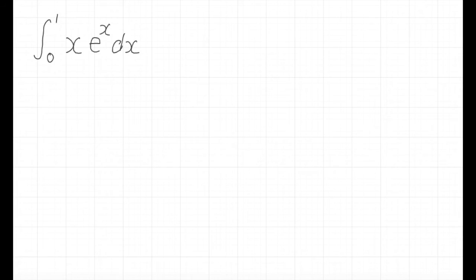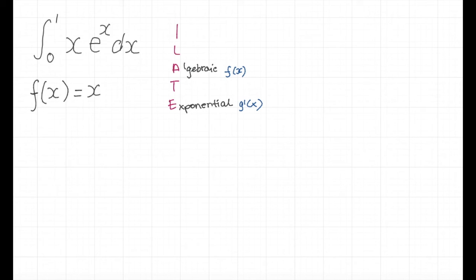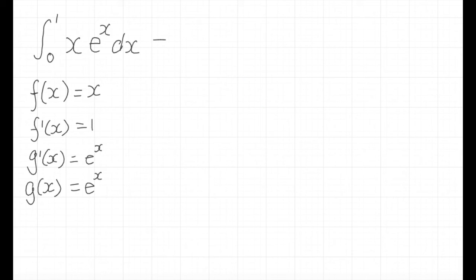Let us move on to part B, the definite integral from 0 to 1 of x times e to the power of x. Again, we recall our ILATE rule, and we see that we have algebraic and exponential parts, and so our x will be our f of x, and e to the power of x will be our g prime of x. We find f prime of x, which is 1, and g of x, which is e to the power of x, to get x times e to the power of x minus the integral of 1 times e to the x, all from 0 to 1.